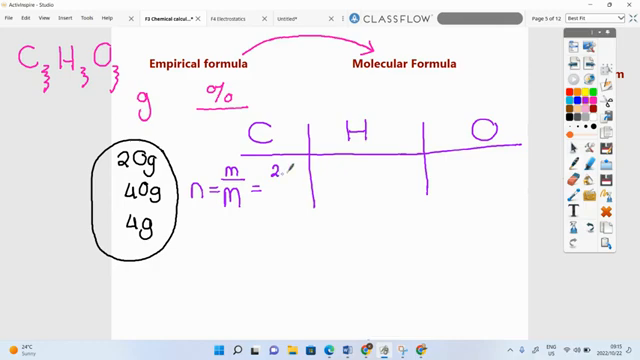Okay, so this is going to be 20 over what? What is this molar mass here at the bottom? Everyone find it on the periodic table? Do you agree that it's 12? Okay, and get an answer for me. This is going to be 1.6667.